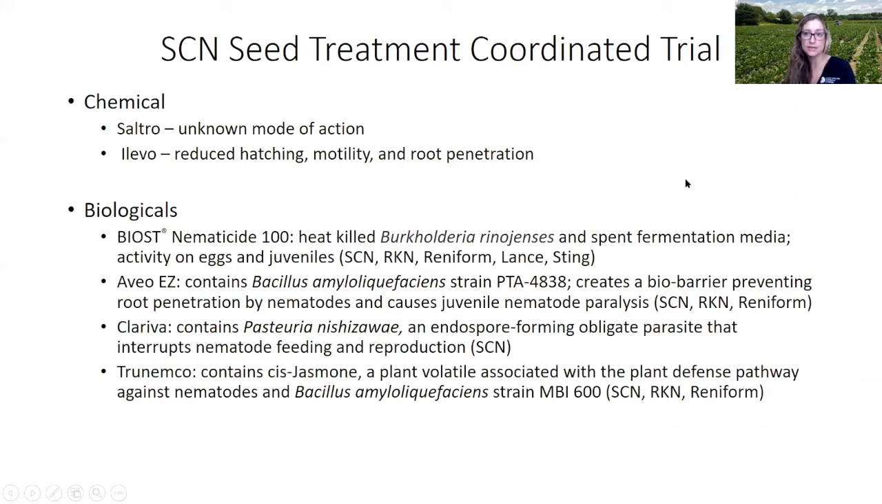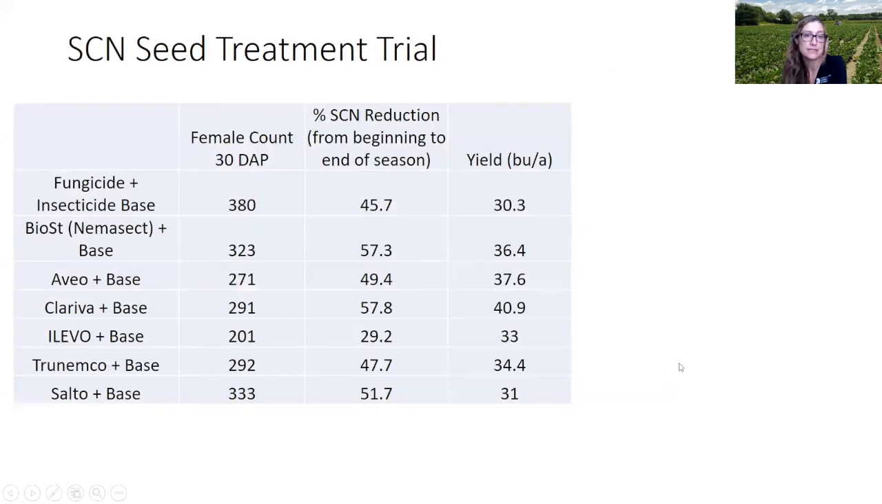So we had a second trial where it was a little bit larger. We had both those chemical treatments of Saltro and Olivo, but in this trial, we also had some biologicals, including BioST, AVO-EZ, Cloriva, and Trunemco. And these have a combination of either different bacterial things, or in some cases, it'll actually be the dead organism where it produces a toxin. So a lot of interesting ways that we can try to approach this.